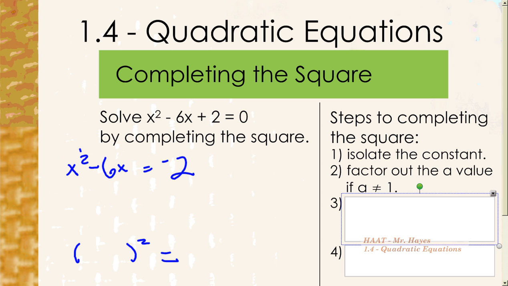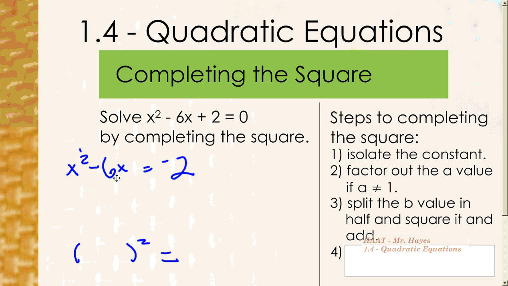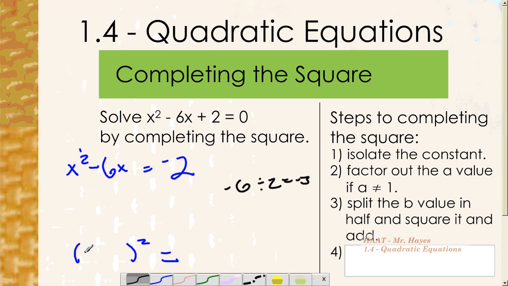So now step 3, this is the biggie. Do not forget this step. What you're going to do is take this b value, split it in half, and square it, and we're going to add that on. So we're going to take negative 6 divided by 2. That's equal to a negative 3. And that's going to be the number that comes down here and makes our binomial squared.